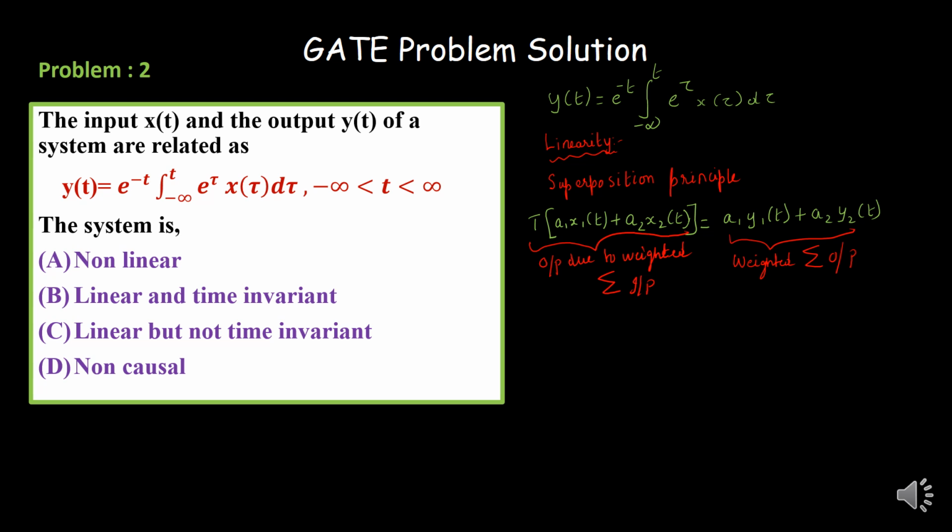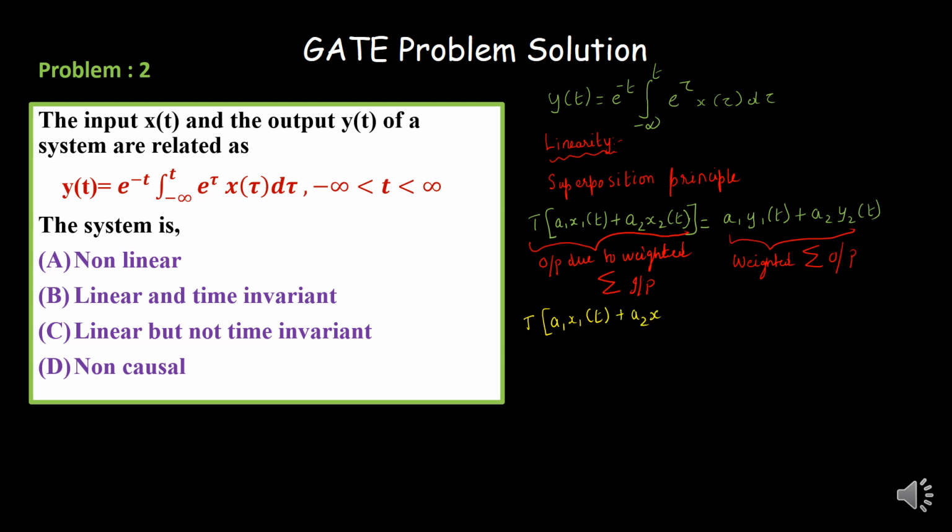So we have to find out whether the superposition principle is satisfied for the given system. Let me find the output due to weighted sum of input signals for the given function. So let me start solving the problem. See here, output due to weighted sum of input signals.